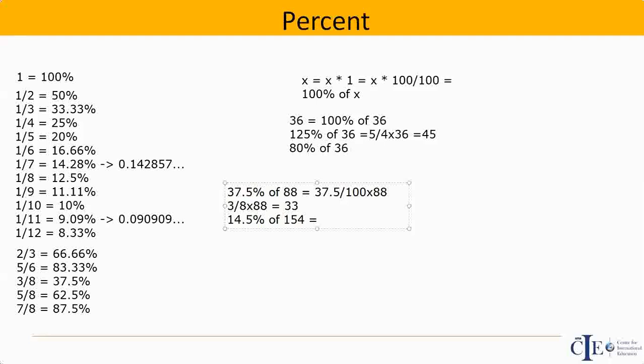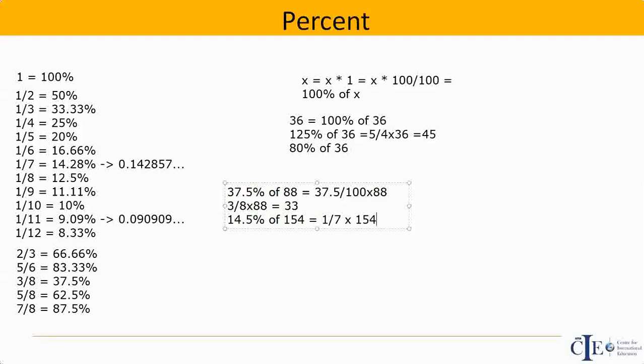See, the best advantage that you have on GRE is that the options are so widely spaced. There is so much of a gap. If I look at 1 by 7, that's around 14.28%. And 14.5 is slightly more than that. So I would say that would be very, very close to this one, right? So I would simply write this as 1 on 7 into 154.